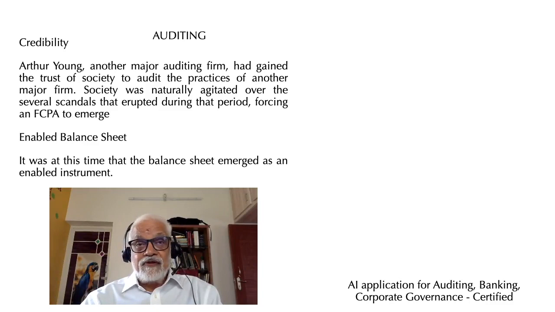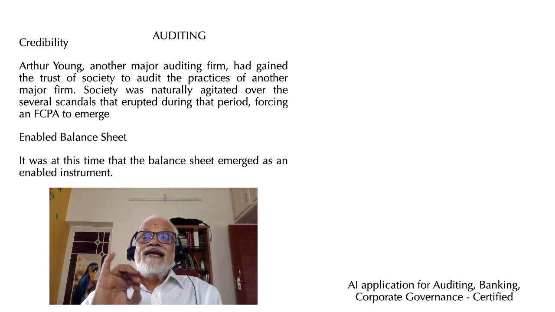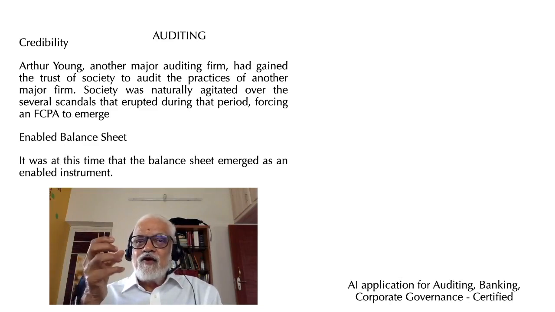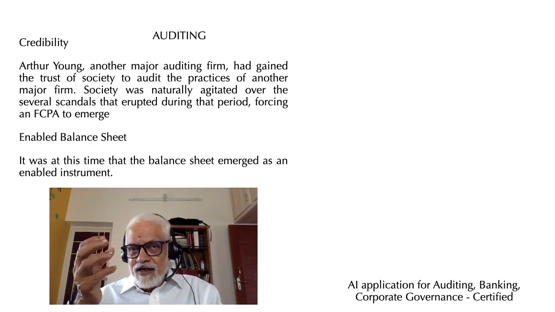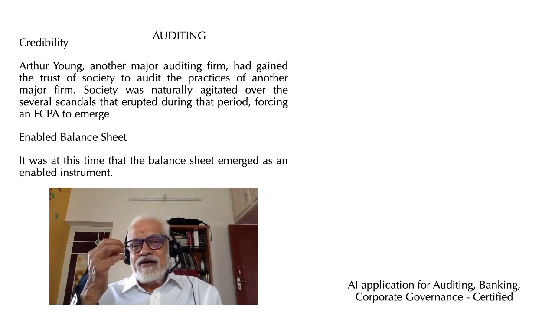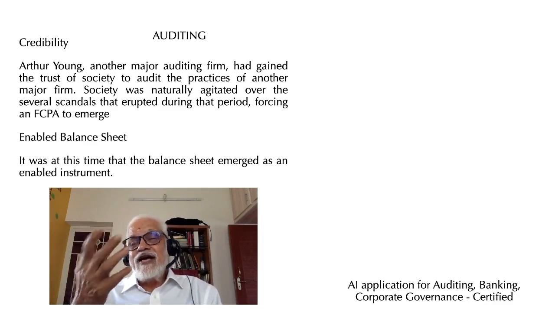I'm also concluding E for enablement, enable balance sheet. It was at this time that the balance sheet emerged as an enabled instrument. You had the authority, which you had well used, and the auditors had been really looked upon as a person to whom a company can trust. So that was there at that time.